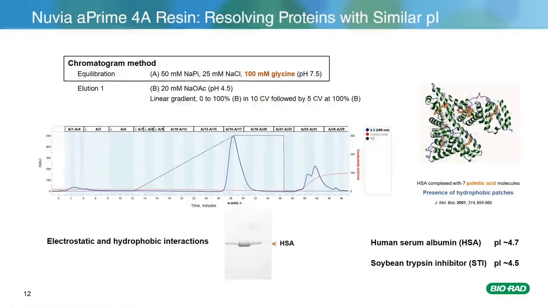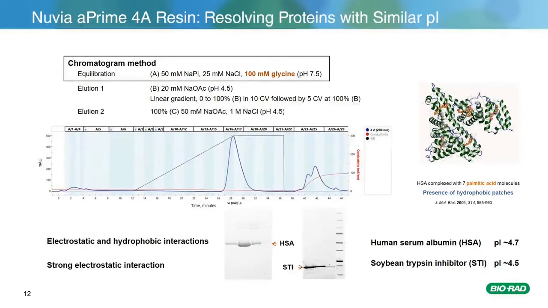The bound soybean trypsin inhibitor would stay on the column until we applied a second buffer that contains 1 molar of sodium chloride. This result indicates that the STI was bound through strong electrostatic interaction. With the use of glycine, we were able to resolve these two proteins on the Nuvia aPrime 4A column.